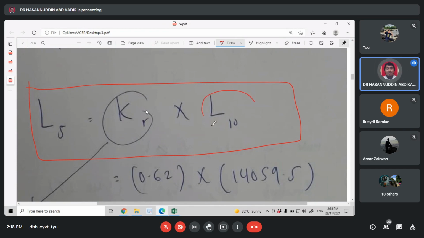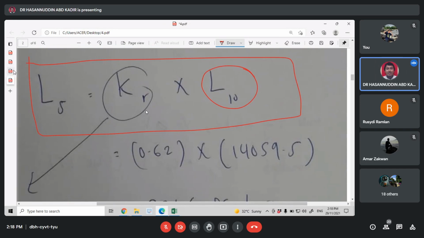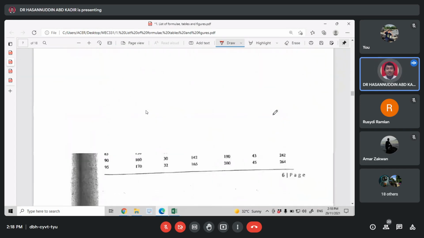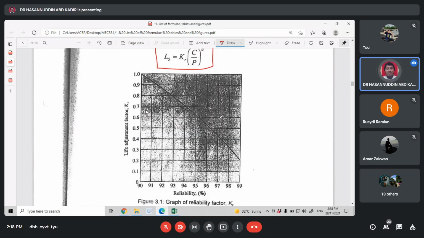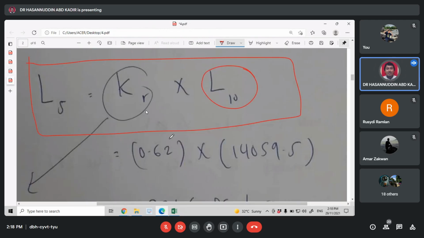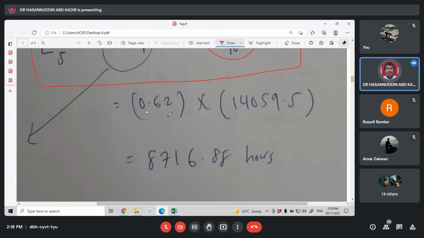This L10 you get from the question above, soalan daripada tadi. Okay, you need to find the value of KR here. So basically you can apply this formula if they ask you to find L5, meaning 95% reliability. We can find the value of 90% reliability from the question, you put it here and then you can find here. So this one is maybe around 0.6 something, 0.62. So we put 0.62 here, get the value of KR, and then you multiply and you can get this value. So please look at this value.